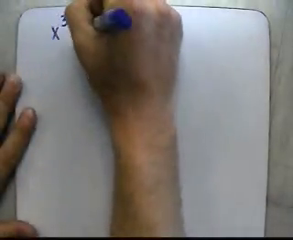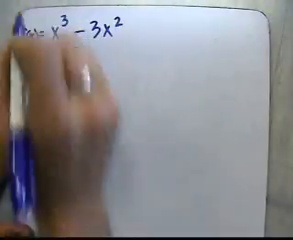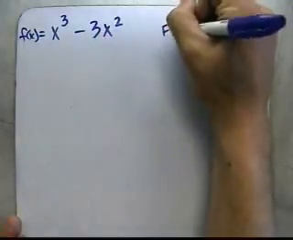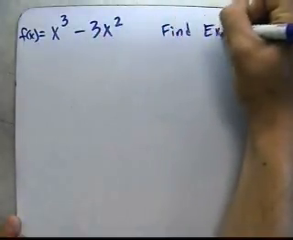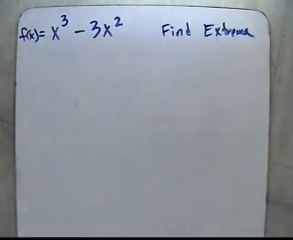Now, what about, let me do this one right here. Let's go ahead and do x to the third, minus 3x squared, and we'll say this is our function. Let's call this f of x. And I want to find the extrema, which means find the maximum values and the minimum values for this. Well, let's first just go ahead and throw that on a graph and see what it looks like.